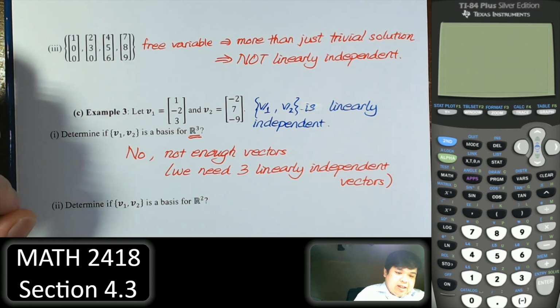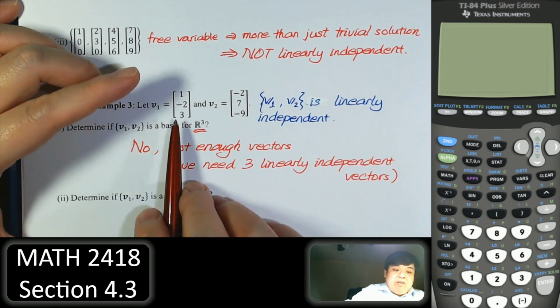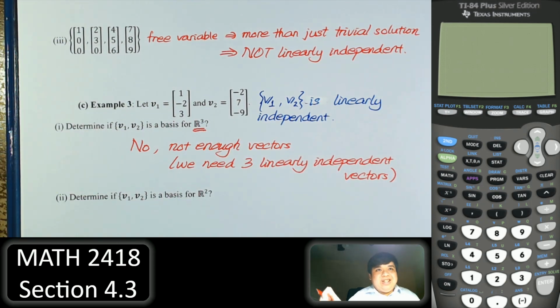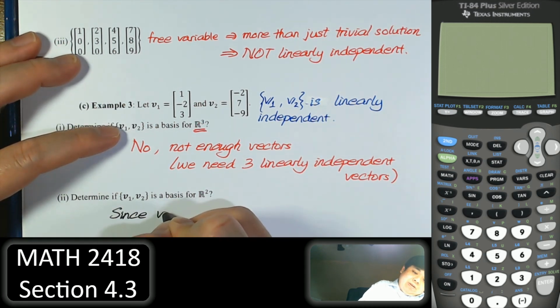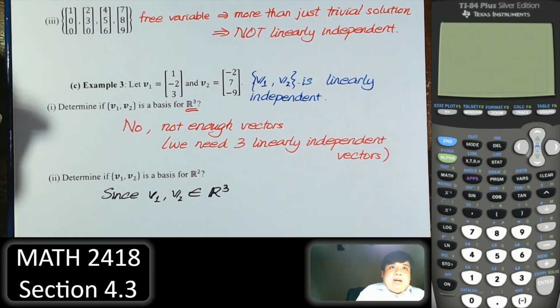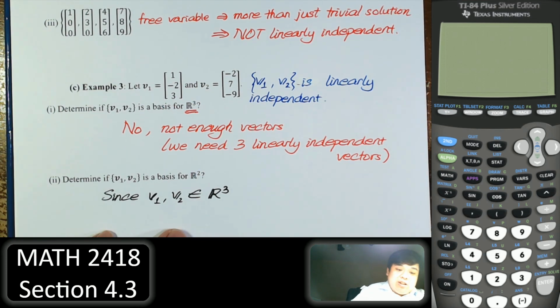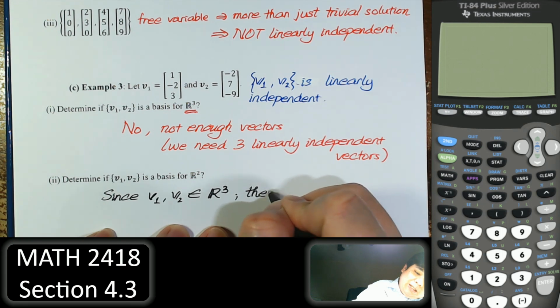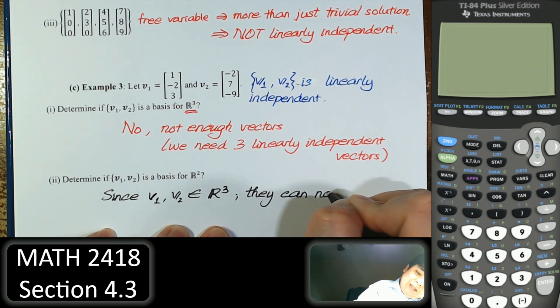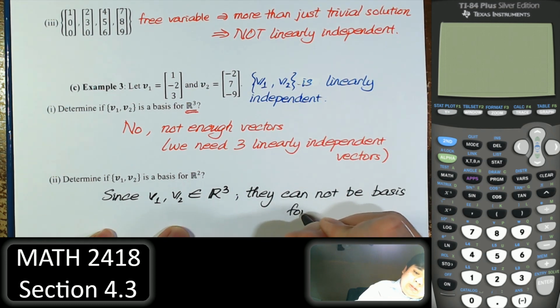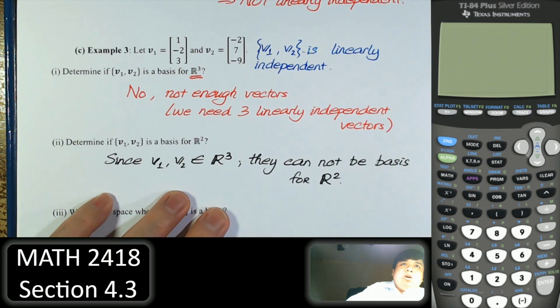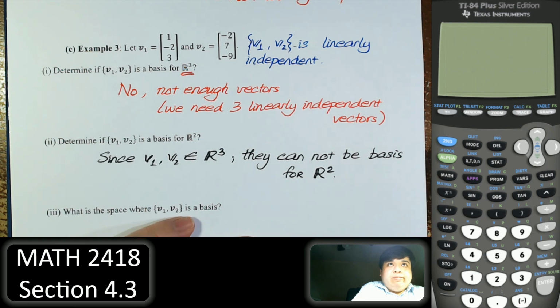Right, now, is that a basis for R2? That's definitely not, because the vectors here are in R3, so it cannot be a basis for another space, R2. Since V1 and V2 are in R3, it cannot be R2, period. So we have 2 linearly independent vectors, not enough to be the basis for R3, and definitely not a basis for R2.